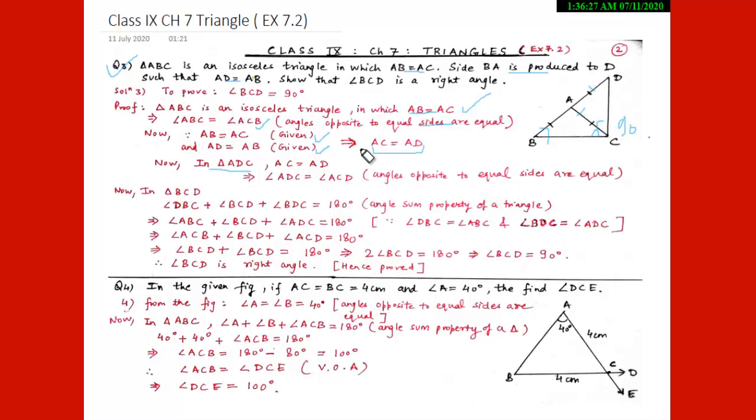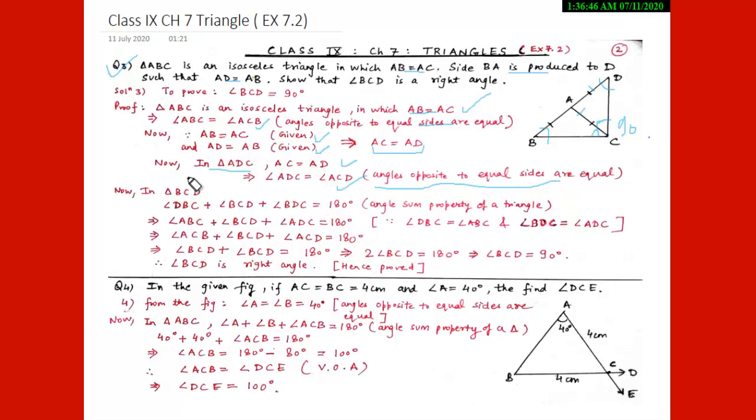So student, if AC is equal to AD, then the angle opposite of side AC is angle D, and the angle opposite of side AD is angle C. So from here, angle ADC is equal to angle ACD, and the reason is angle opposite to equal sides are equal. And now we will consider triangle BCD.